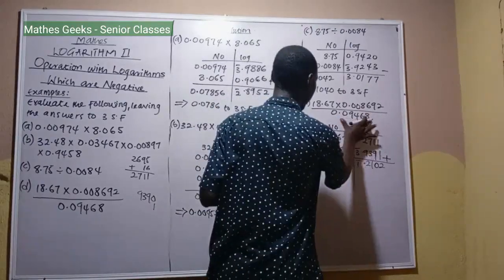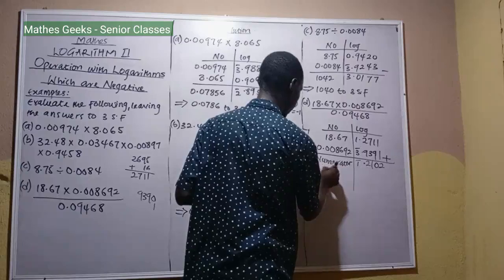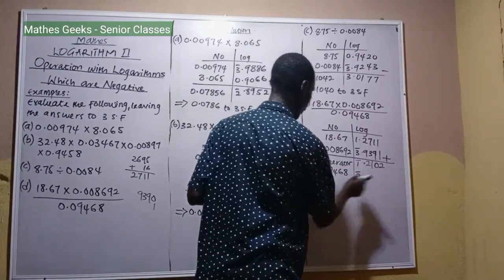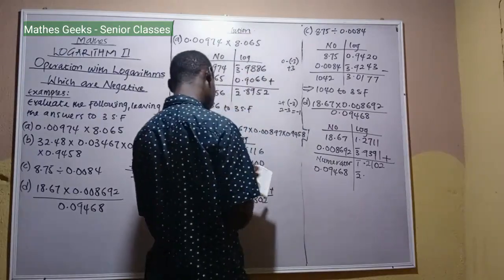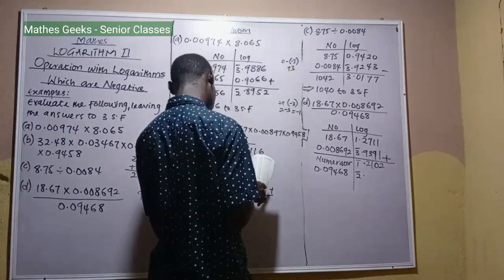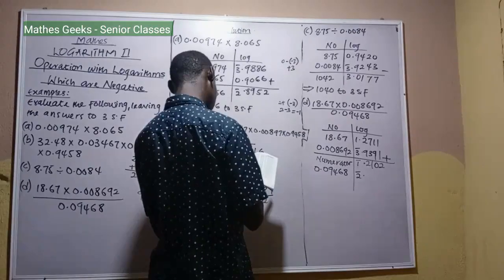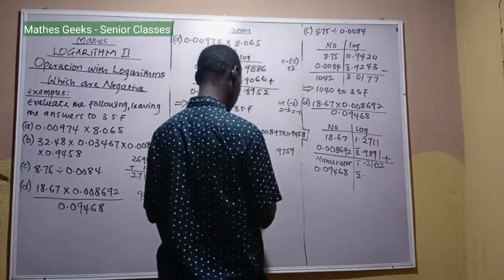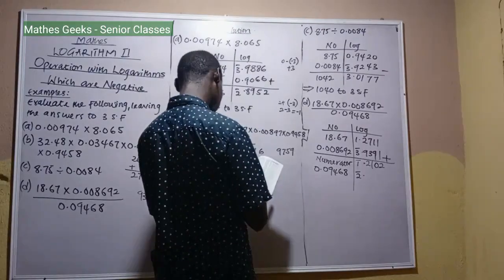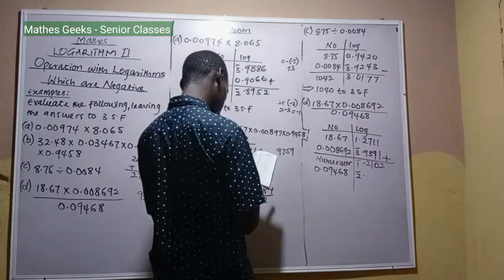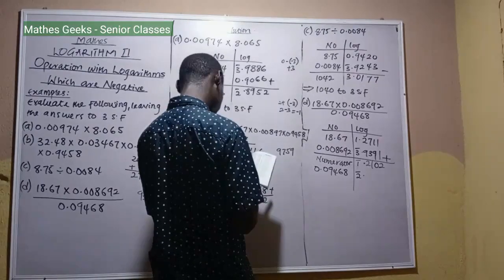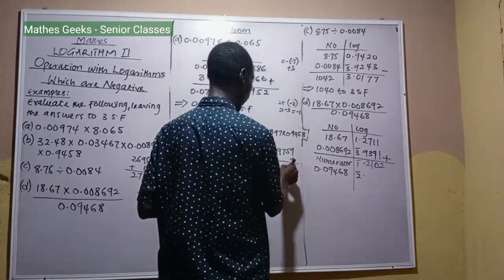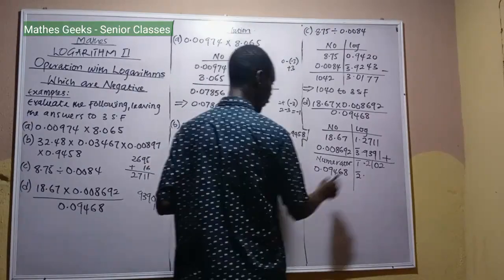Our denominator, we only have one figure, so we're going to write it down. 0.09468 gives us about bar 2. 94 under 6. 94 under 6 is 9759. Difference 8. 94, difference 8 is 4. So 9 plus 4 is 13. That gives us 9763.